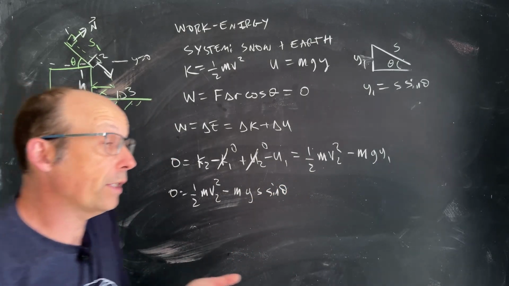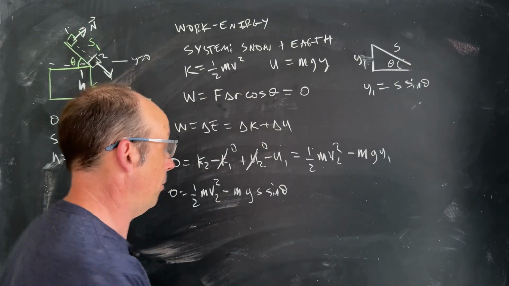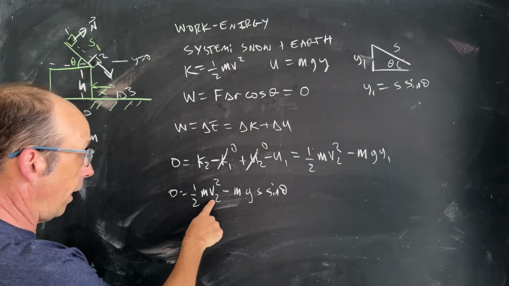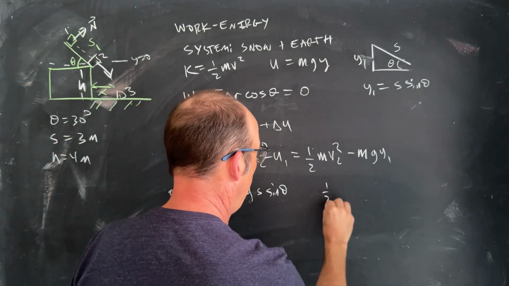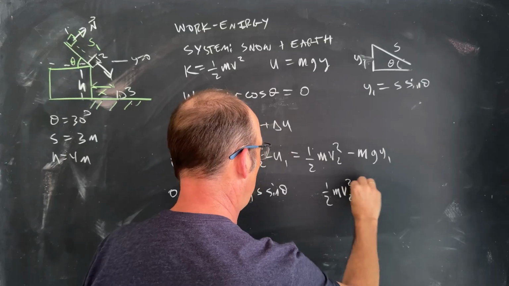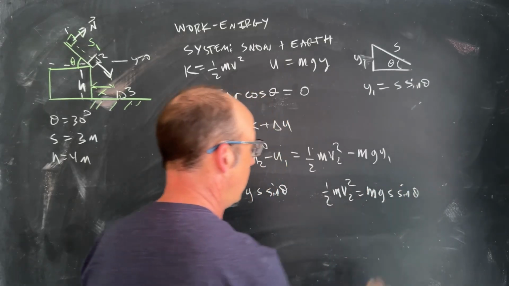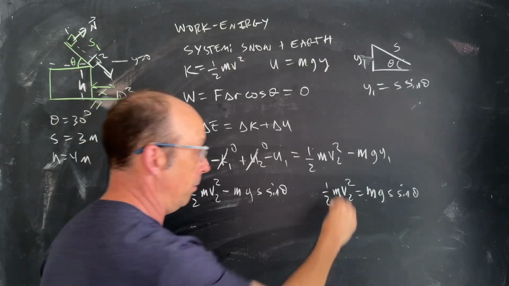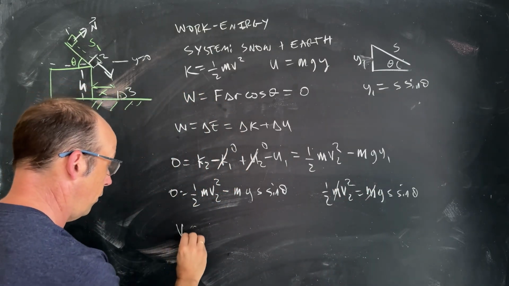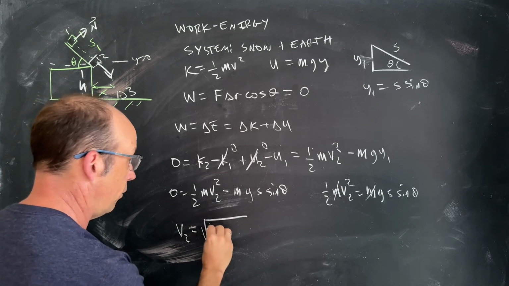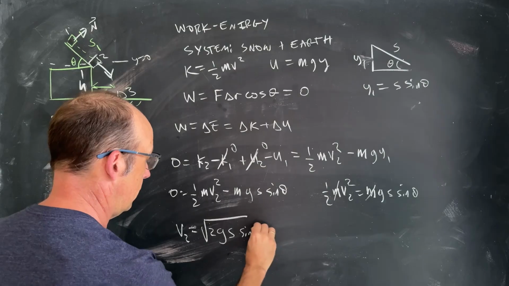Now, what do I want to solve for? I want to find v2 so that I can do the second part of the problem. So v2 right here, I want to solve for that. I'm going to add that to both sides, and I get 1/2 m v2 squared is m g s sine theta. I can divide both sides by m, multiply both sides by 2 and take the square root. v2 is the square root of 2g s sine theta.